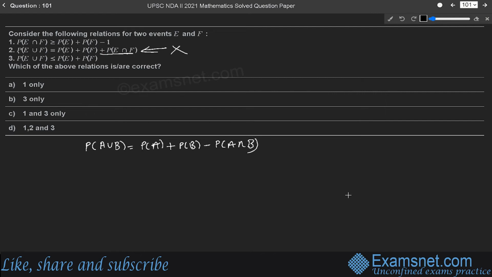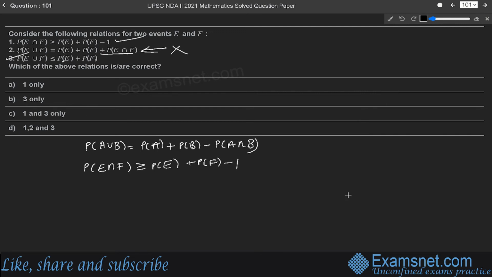Now let us look at statement 3, which is P of E union F will be less than or equal to P of E plus P of F. Yes, we know that it is a union, so it will be less than or equal to the sum of both the given events. So we can say that statement 3 is correct. Now let us look at the first statement. It says that P of E intersection F will be greater than or equal to P of E plus P of F minus 1. It is also correct.